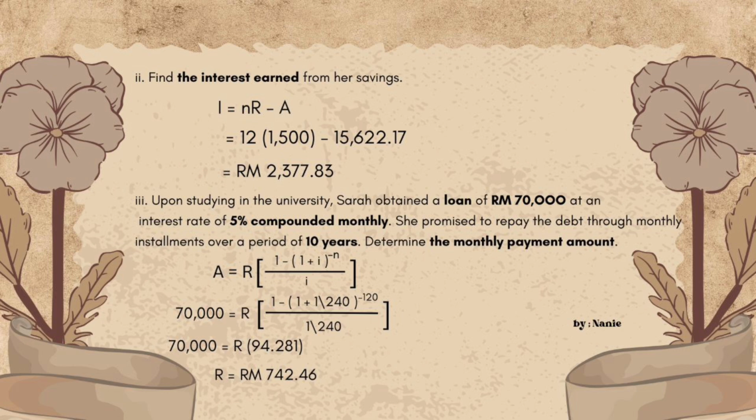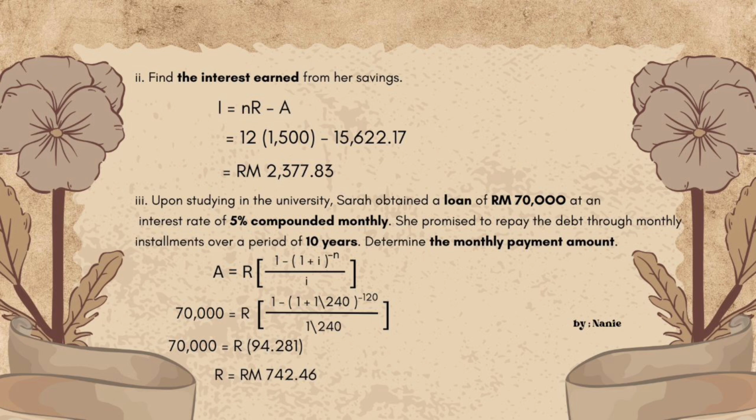The last question is, upon studying in the university, Sarah obtained a loan of 70,000 at an interest rate of 5% compounded monthly. She promised to repay the debt through monthly installments over a period of 10 years. Determine the monthly payment amount. So the formula is A equals to R open bracket 1 minus in bracket 1 plus I power negative n divide I close bracket. So 70,000 equals to R open bracket 1 minus in bracket 1 plus 1 over 240 power negative 120 divide 1 over 240.